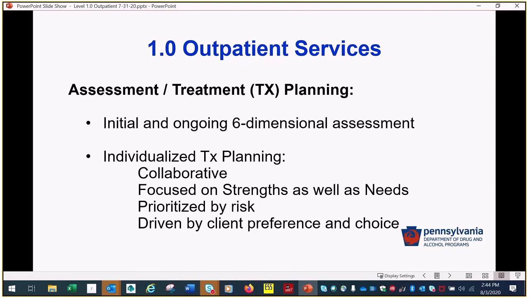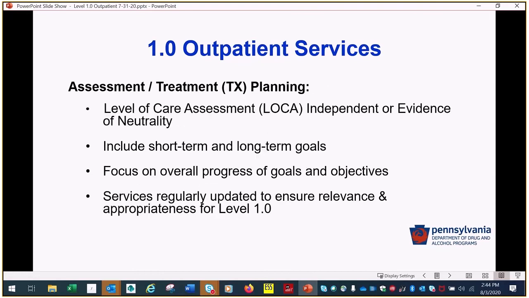While specific co-occurring details will be presented at another time, it is important to note that assessment for any mental health conditions should be determined both initially and ongoing to determine the need for adjunct or specialized co-occurring services. The level of care assessment must be done by an independent source or show evidence of neutrality. Additional details are included about this in the PA Expectation Addendum, which we will discuss later in the presentation.